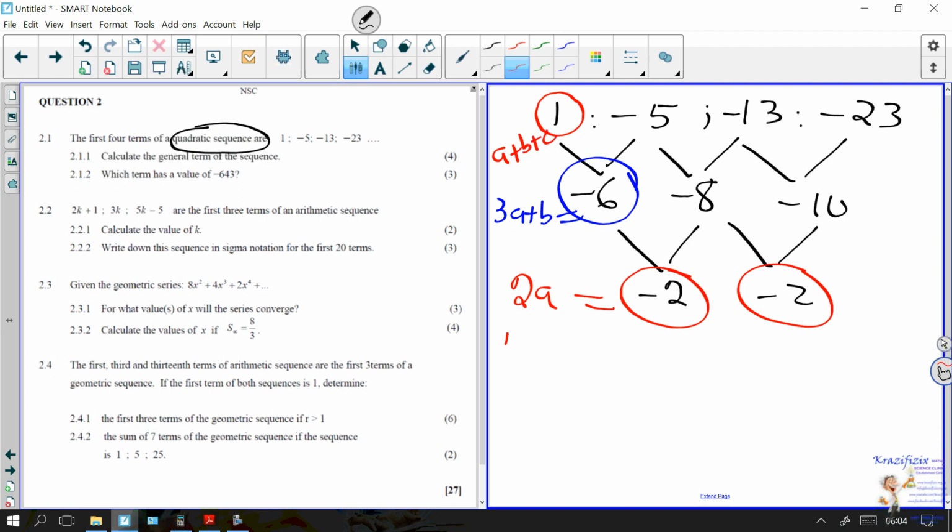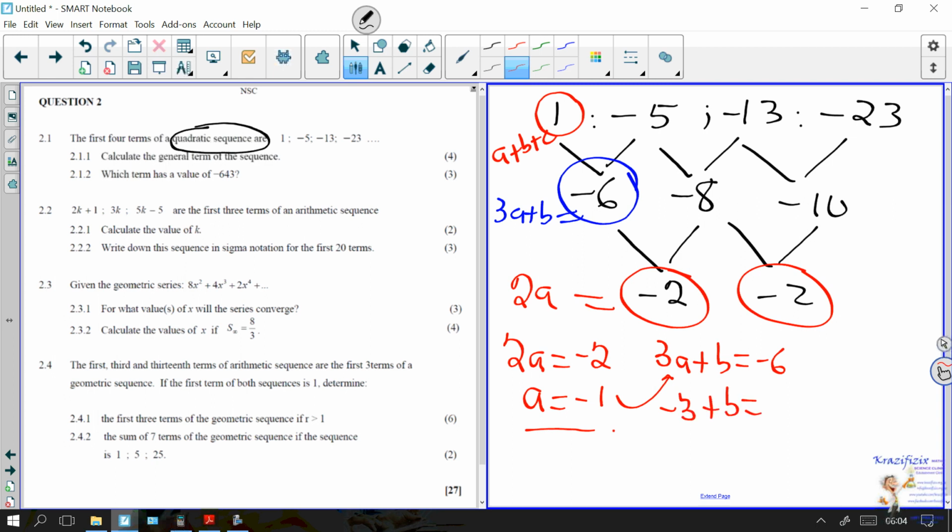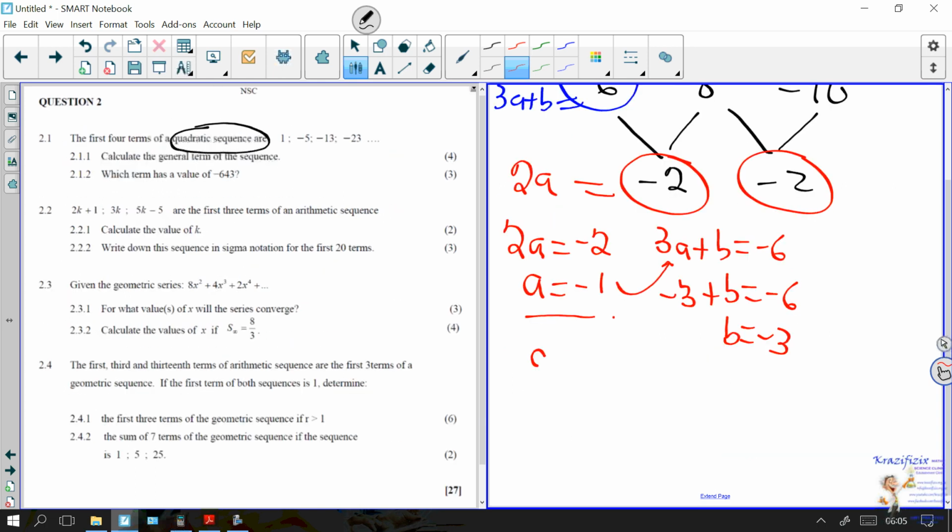So, let's equate now. If 2a equals negative 2, what does it mean? A is equal to what? Negative 1. If 3a plus b equals negative 6, remember my a is now what? Negative 1. So I have negative 3 plus b equals negative what? 6. What would this be? It will be negative 6 plus 3, which is negative what? 3.